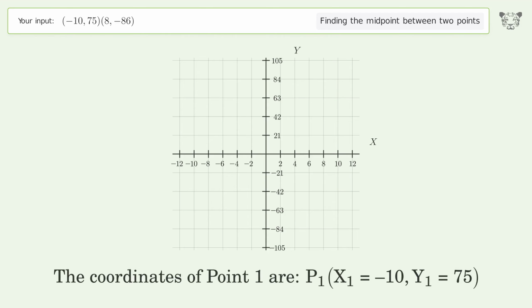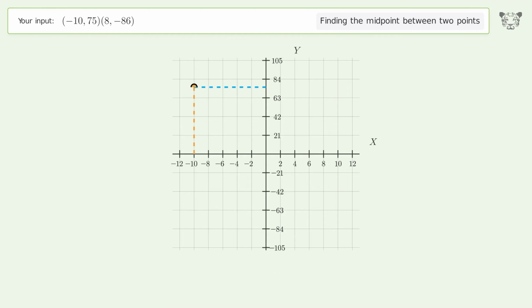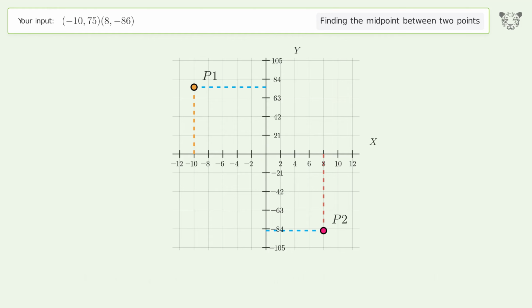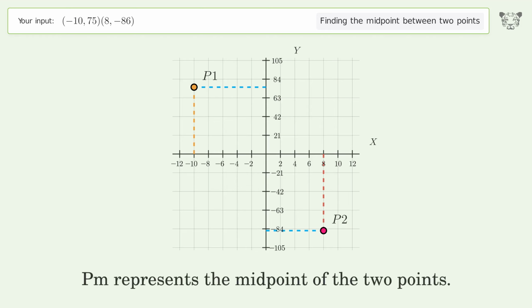The coordinates of point 1 are, x1 equals -10, y1 equals 75. The coordinates of point 2 are, x2 equals 8, y2 equals -86. PM represents the midpoint of the 2 points.